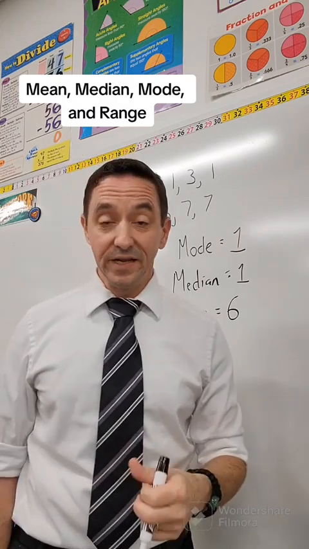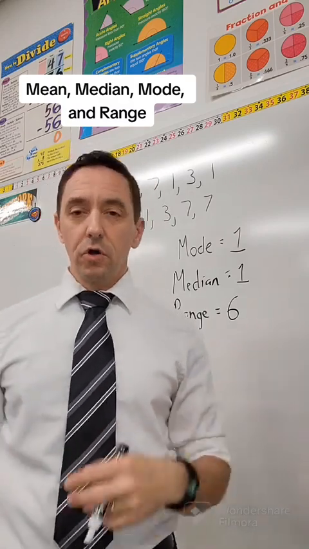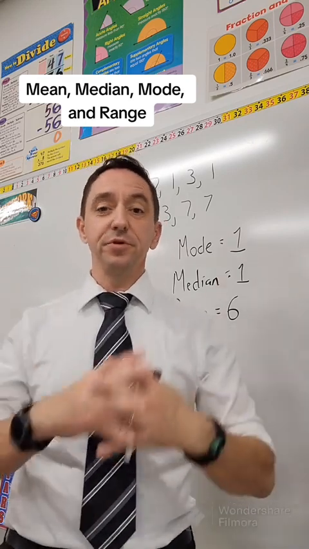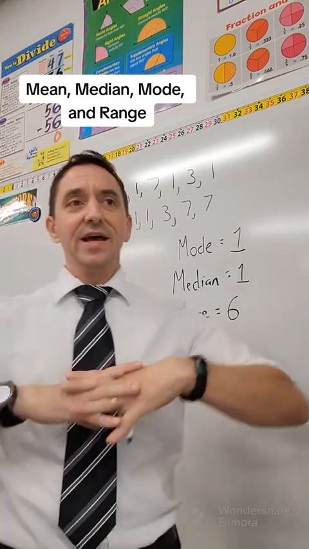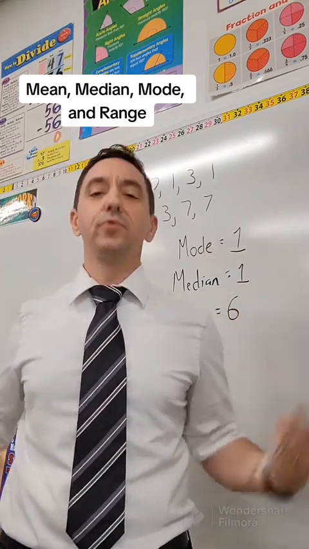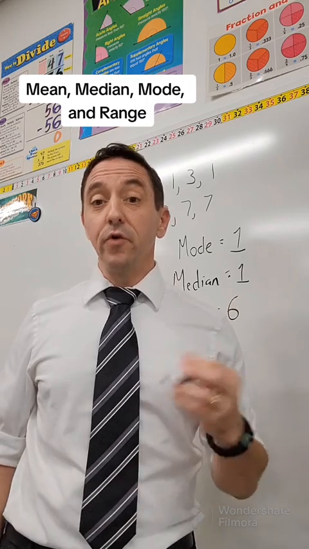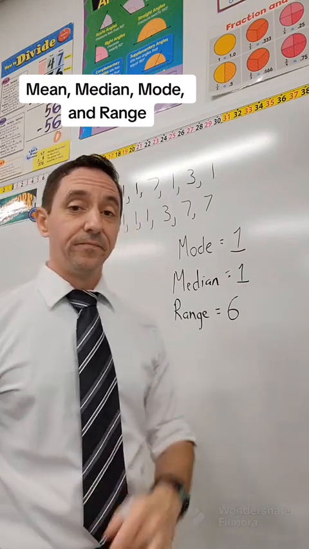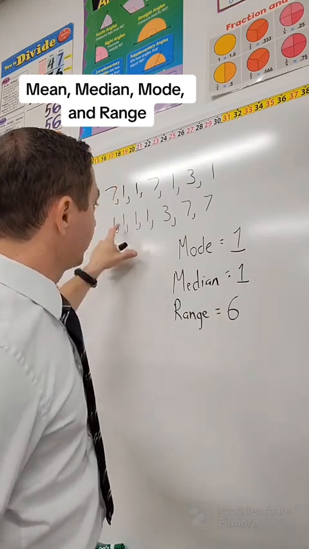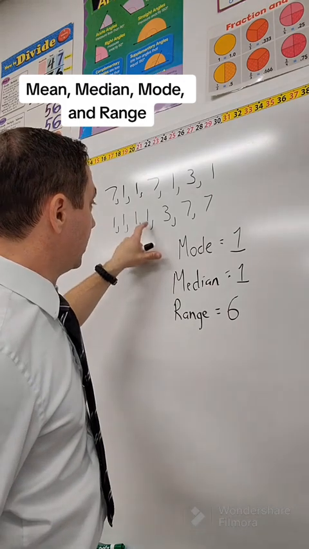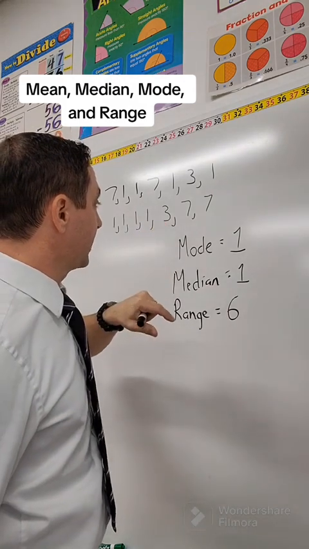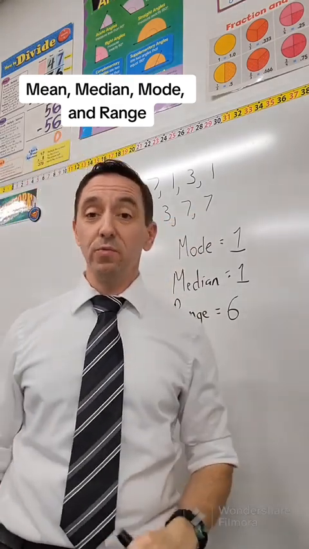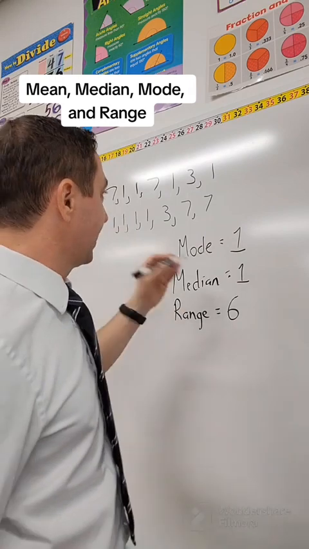Finally, I have to find the mean, and the mean is the overall average, or the fair share. If I was going to take all these numbers and put them together, take all these donuts and put them together, and then divide them up equally, how many would there be? So in order to find that, the first thing I've got to do is add up all of my data. Let's take a look. I got 1 plus 1 is 2, plus 1 is 3, plus 1 is 4, plus 3 is 7, plus 7 is 14, plus 7 more is 21. 21 donuts all together.